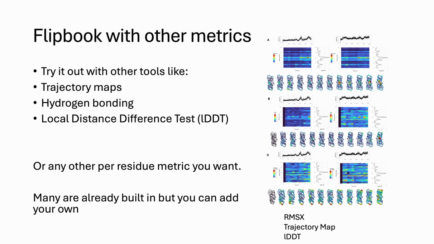Finally, just thinking about Flipbook as a tool unto itself, you don't have to run it with RMSX. It actually works with a number of different other metrics. For example, trajectory maps, that's just the displacement from a reference frame. You can look at hydrogen bonds, and we recently also included the local distance difference test, lDDT. You can pretty much use any per-residue metric that you would like, whether that's window-based like RMSF or per-frame-based like RMSD. Really any of these things can be implemented, and we provide the tools to do so.